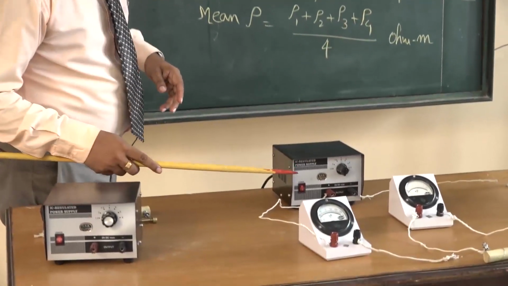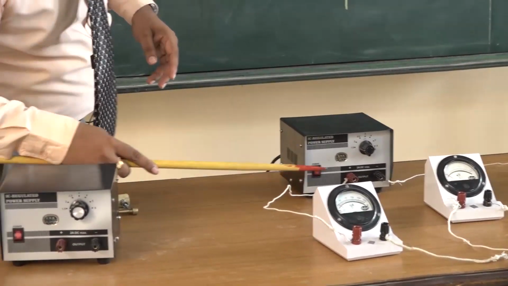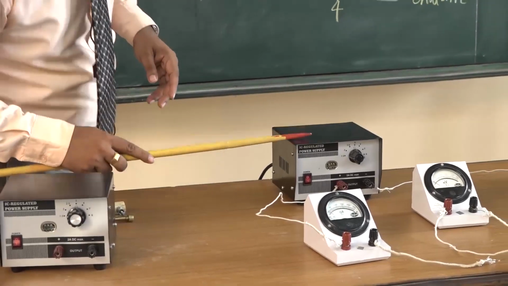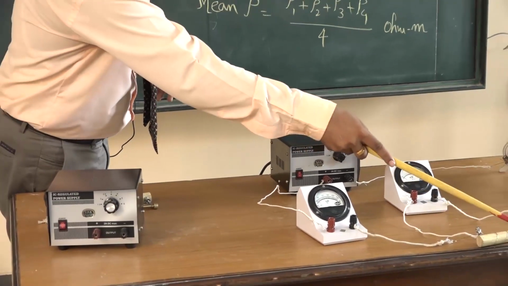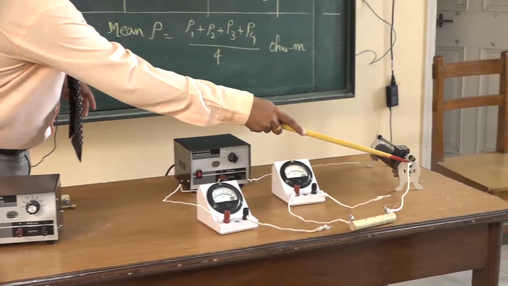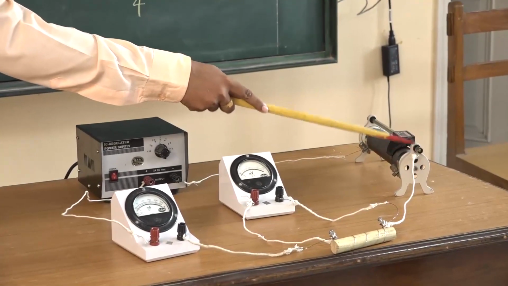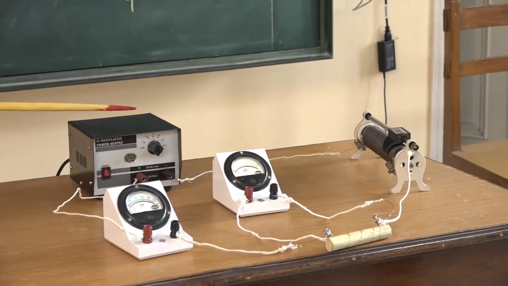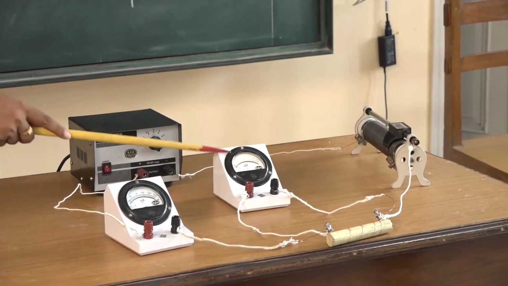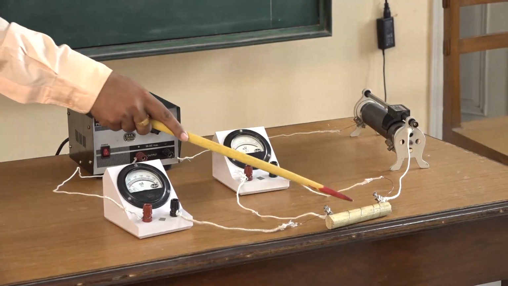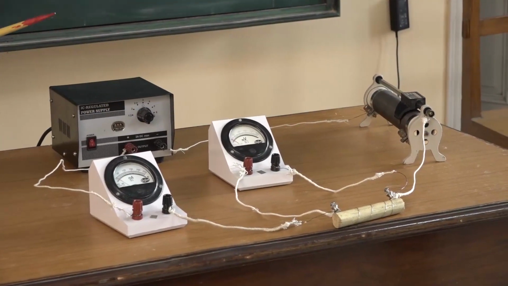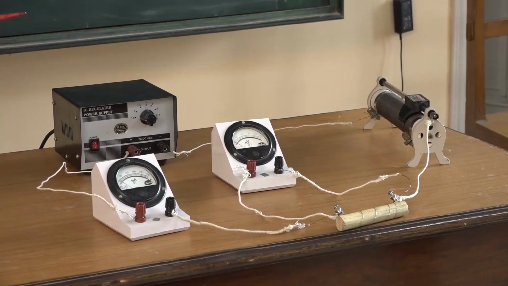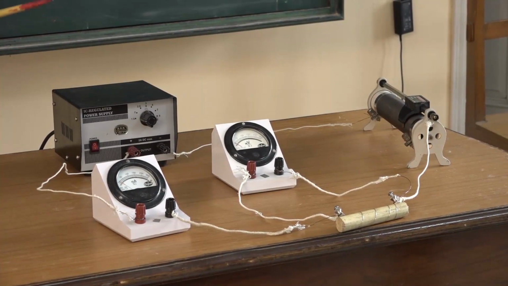According to the circuit drawn on the board, we have made this circuit. From the cell to the milliammeter, from the milliammeter to the unknown resistance, this one is the unknown resistance, from the unknown resistance to one end of the rheostat, and another end is connected to the negative terminal of the cell, and the voltmeter is connected in parallel with the unknown resistance. This is a very simple circuit. Now I will explain how to take the readings first.